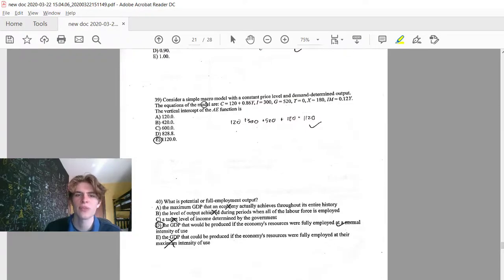Consider the simple macro model. The vertical intercept of the AE function. So where's the y-intercept? That's where all of the autonomous variables, like what they all add up to. So add up every variable that doesn't have y. 120 plus 300 plus 520, that's 0, otherwise it would be a minus, plus 180. Right? Where did I get this one? Oh, and that equals 1,000. Cool.